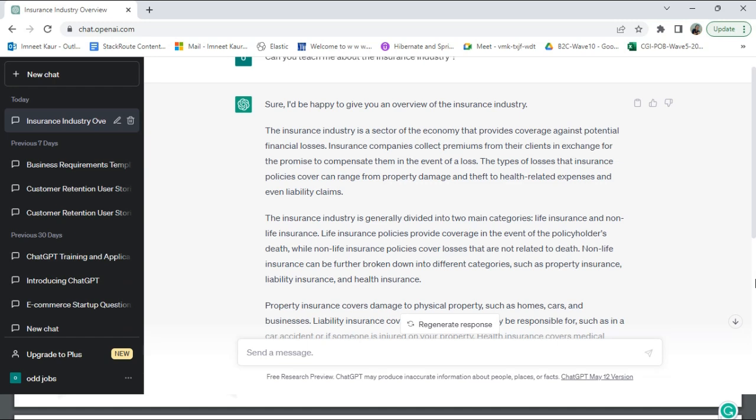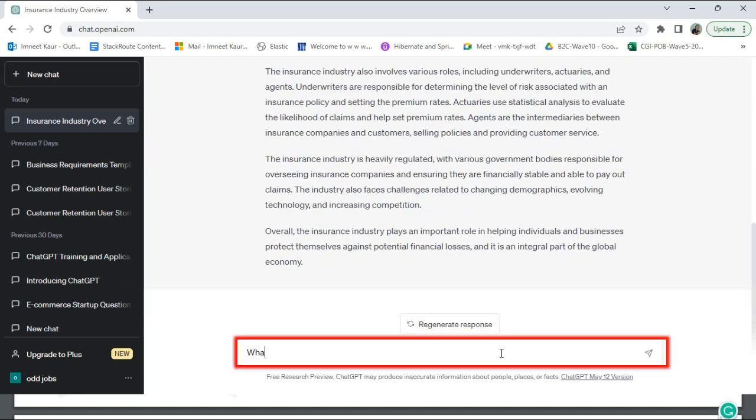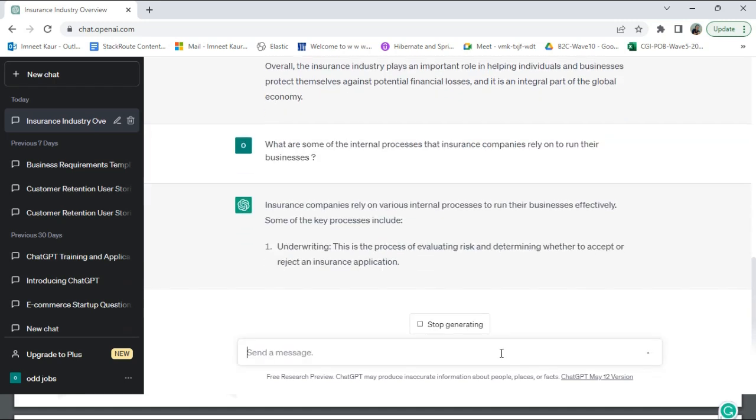So now let's ask ChatGPT another prompt. What are some of the internal processes that insurance companies rely on to run their businesses? And just hit enter.